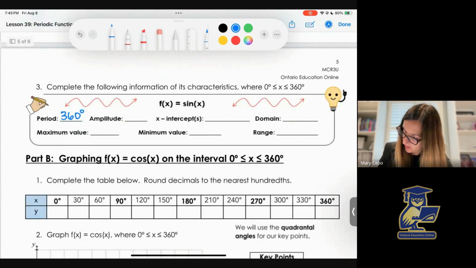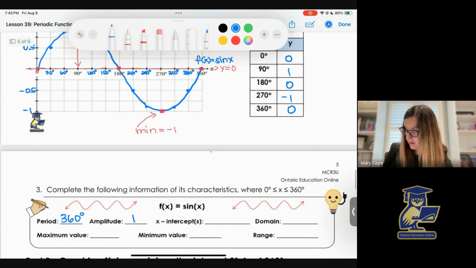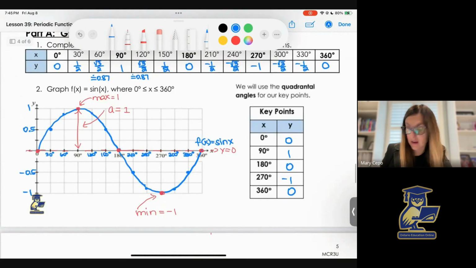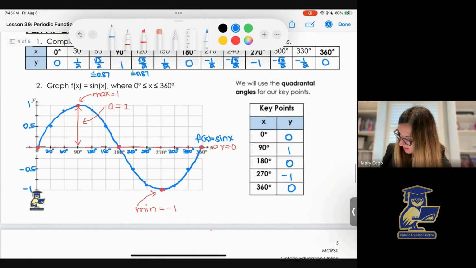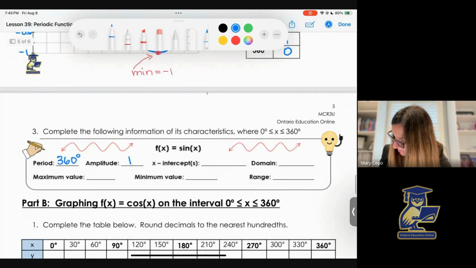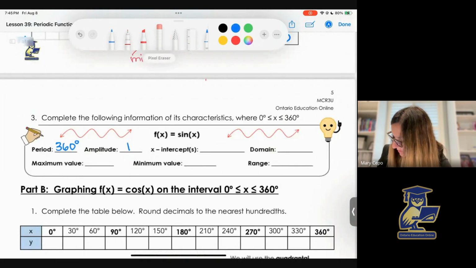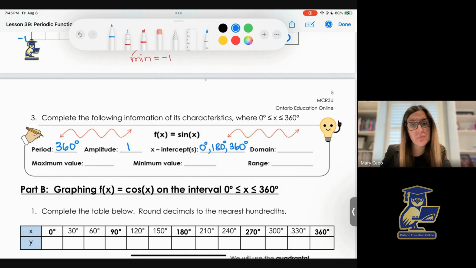Okay, so the amplitude was 1. The x-intercepts, where does the graph cross the x-axis? We have them at 0, 180, and 360. Putting that on our graph, we have 0, 180, 360. So remember, it's for that one full cycle: 0, 180 degrees, and 360.